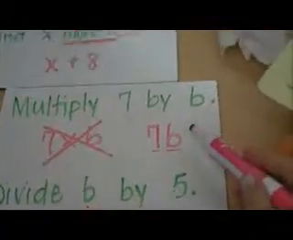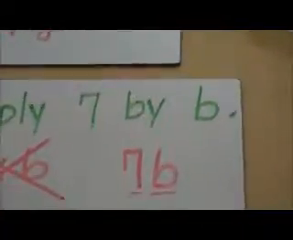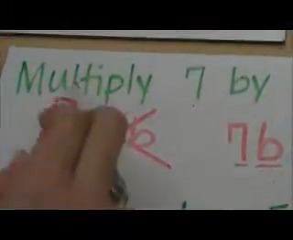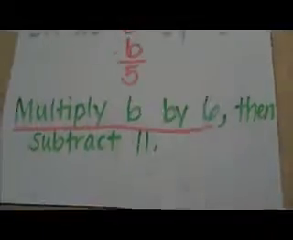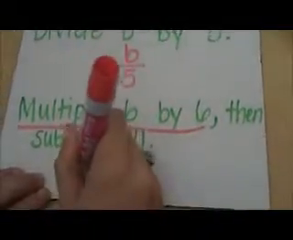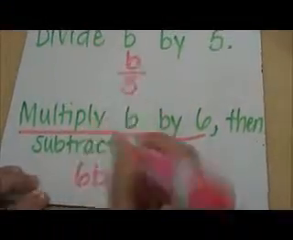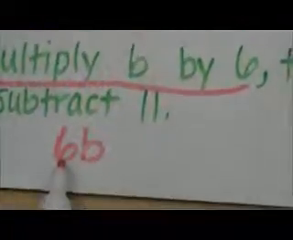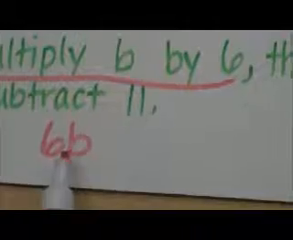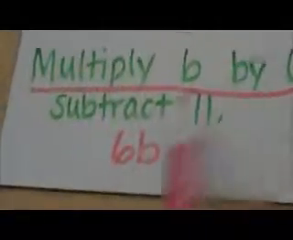Well, if you remember from up here, we're not going to put that multiplication sign in there. When we multiplied 7 by b, we had 7b. So down here, when we're multiplying b by 6, this should look like 6b. Now, even though the b came first here, you always want to put the whole number first before the letter. Okay, so multiply b by 6, done.